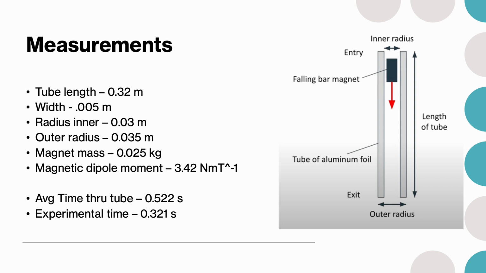Some of the measurements needed for this experiment included the length of the tube of aluminum foil, which was 0.32 meters, the width 0.005 meters, the inner radius 0.03 meters, outer radius 0.035, magnet mass 0.025 kilograms, and the magnetic dipole moment was measured to be 3.42 from Lab 3.